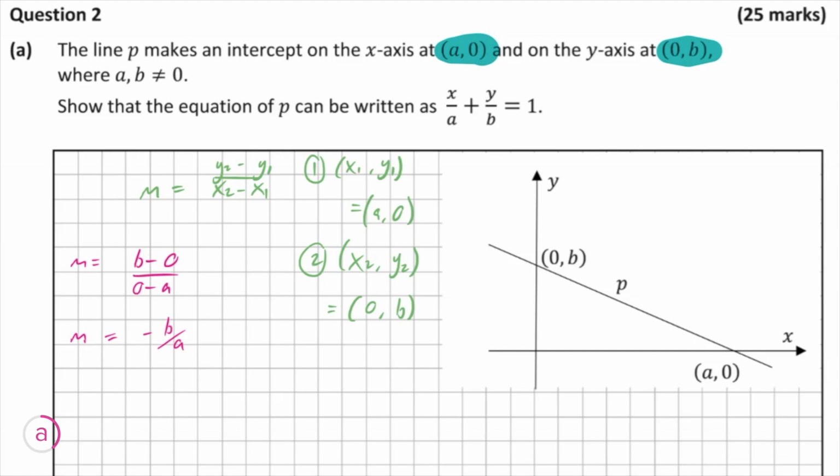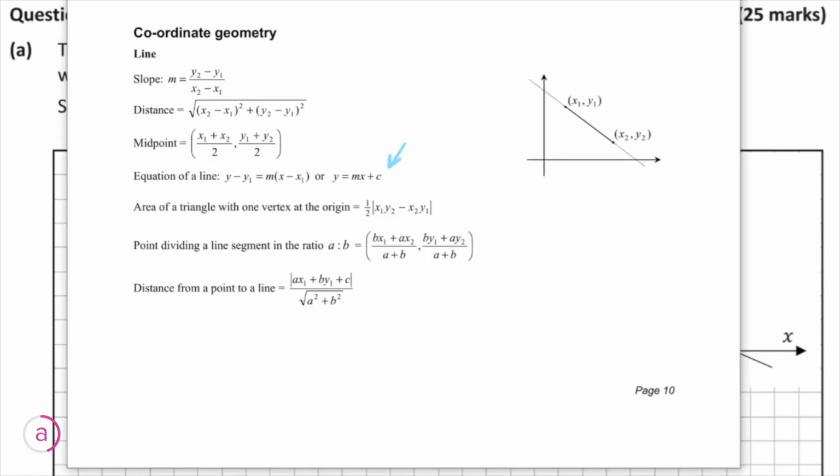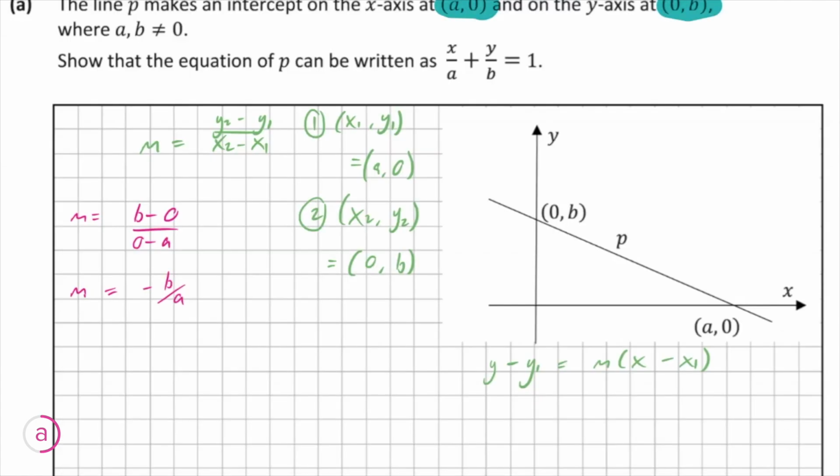There's an equation in the log tables we can use to find the rest of the equation of a line, and you should definitely learn this off because it's so important. We're particularly interested in this side of things, because we've got 2 points we can use and we're just going to pick one, and we've already got the slope. So there we have our formula, and now we can plug in m and (x1, y1), which we're going to let be (a, 0) again. So we have y minus 0 is equal to minus b over a multiplied by (x minus a).